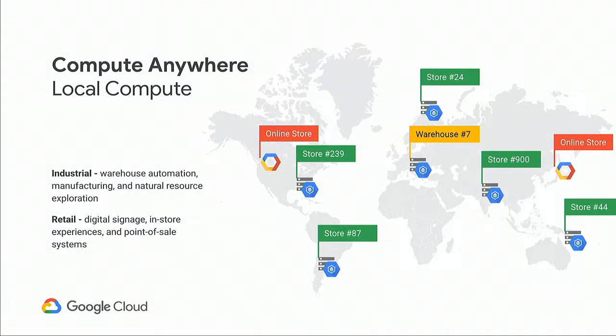The third main use case is local compute needs. And this often comes up in kind of industry verticals. So we've seen it in industrial and retail, for one. In industrial, it tends to be manufacturing, warehouse automation, natural resource exploration, and many others that I haven't listed here, where it's critical to provide compute near to where it's being consumed.